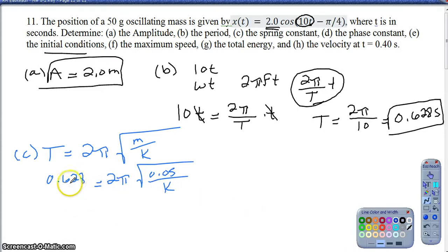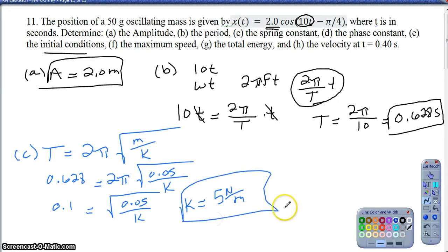Solving this out, this actually works out pretty conveniently. 0.628 divided by 2 pi ends up being about 0.1. So I end up with this on both sides. I square both sides and solve for k, and ultimately I get k to be about 5 newtons per meter. Okay, so just a little bit more algebra, but hopefully the setup there is easy enough.